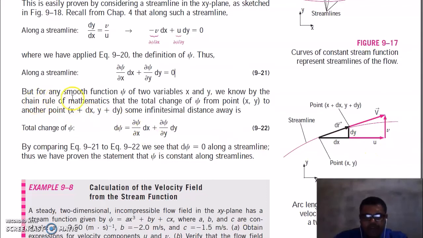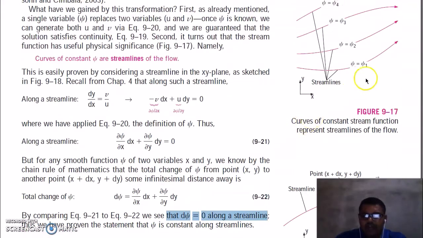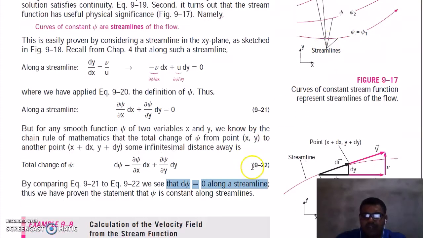But for any smooth function psi of two variables x and y, we know by the chain rule of mathematics that the total change of psi from point P(x, y) to another point P(x plus delta x, y plus dy), some infinitesimal distance away, is this. d psi is equal to del psi by del x dx plus del psi by del y into dy. We can write it in this form. Now we know this is 0, so it means d psi is 0 along a streamline. Thus we have proven that the statement that psi is constant along a streamline is correct, which we had assumed, that along a streamline your psi is constant.